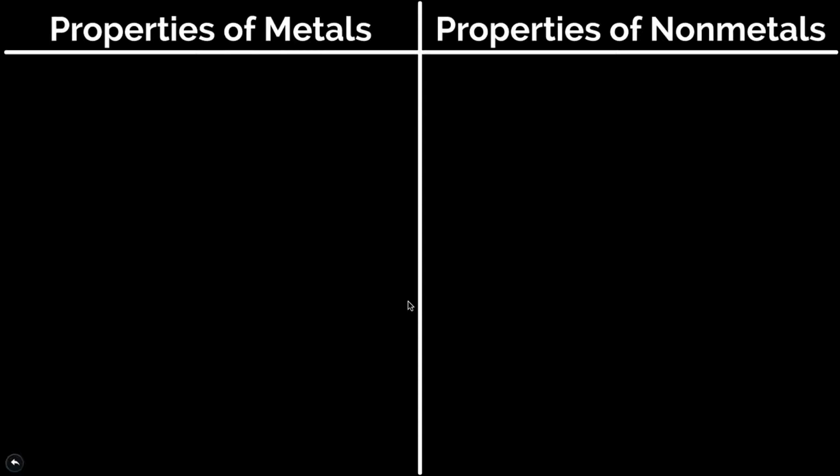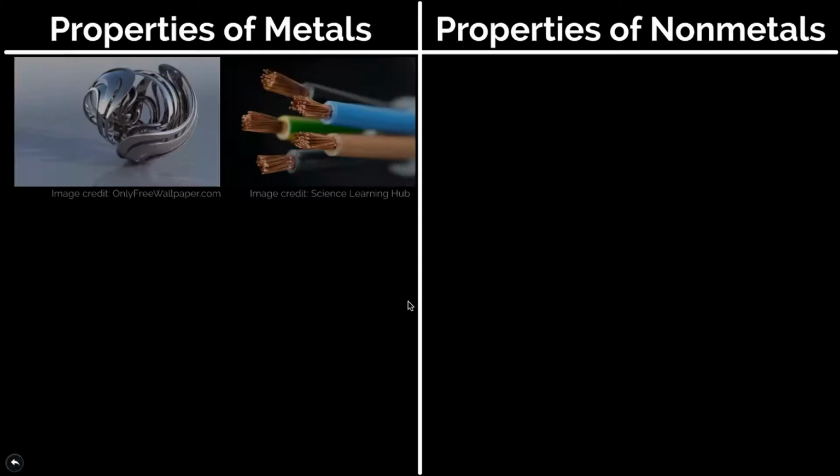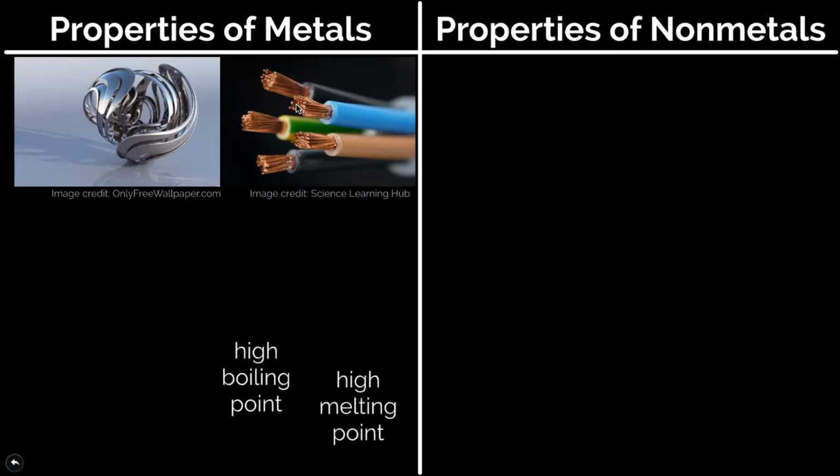All right, now let's get into the properties of metals and non-metals and what really sets them apart. So let's start with the metals. Here I have two examples: a metal sculpture and some copper wire to illustrate all the different properties that we expect of metals. These are very general terms, and each type of element will have slightly different properties, but overall these are very common properties for the metals.